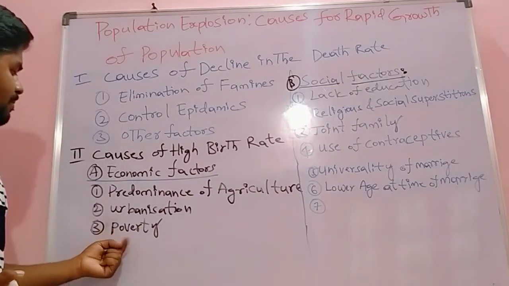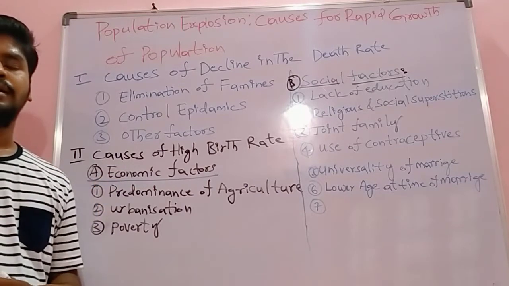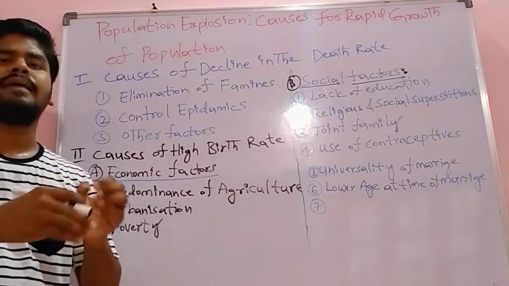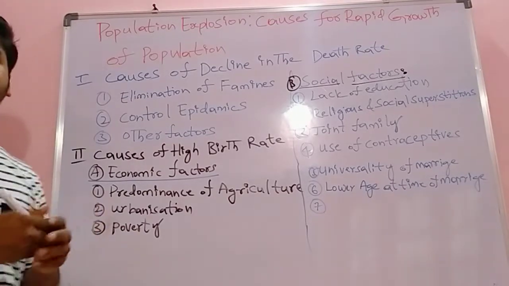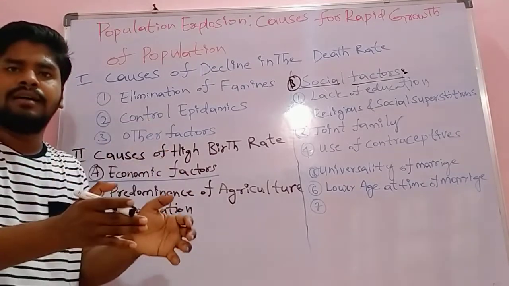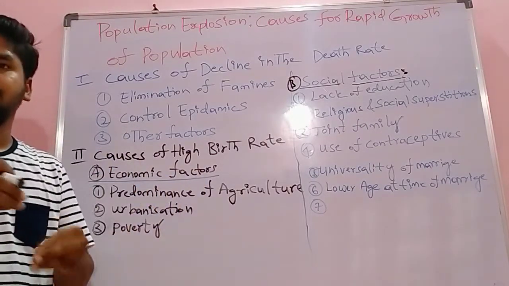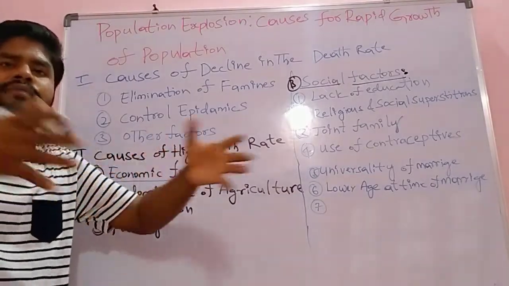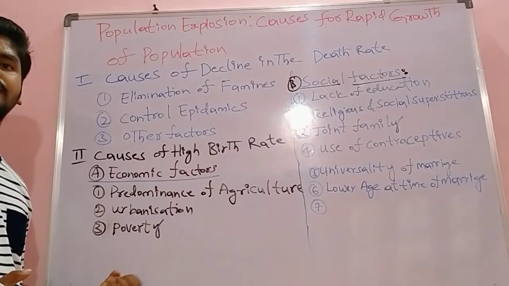And coming to poverty. Poverty is one of the most important causes of high birth rate. See, the mentality of Indian people is that if they give birth to a higher number of children, that will lead to a higher level of income. People think that if a family has more and more children, the children will grow up and work more and more, so they will get more income, so income will be generated. That is the way of thinking that Indian people have.